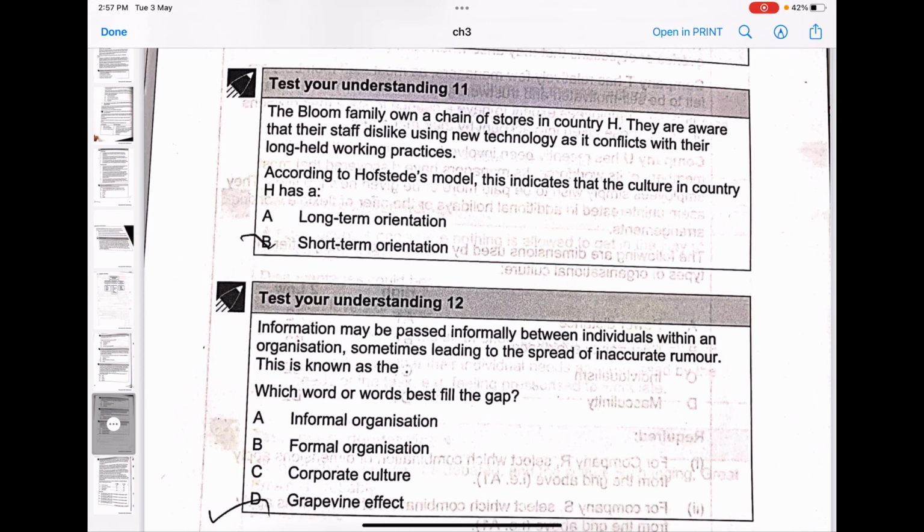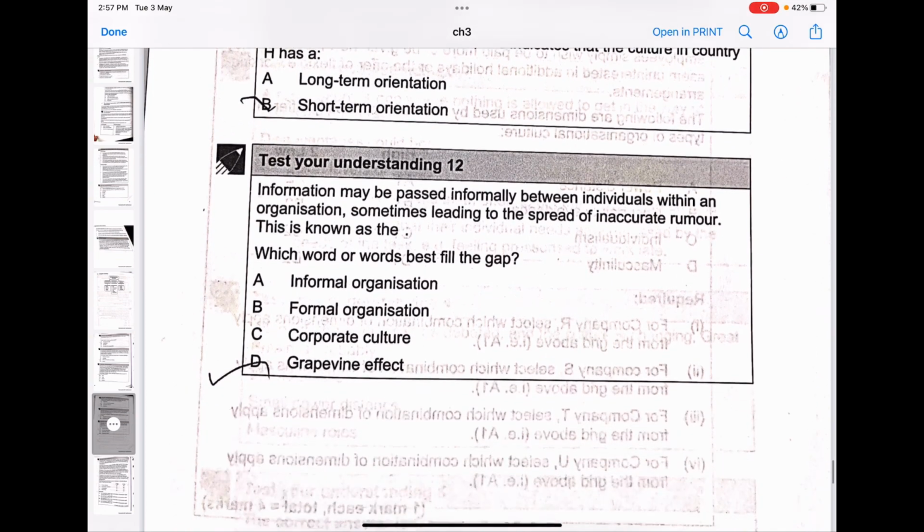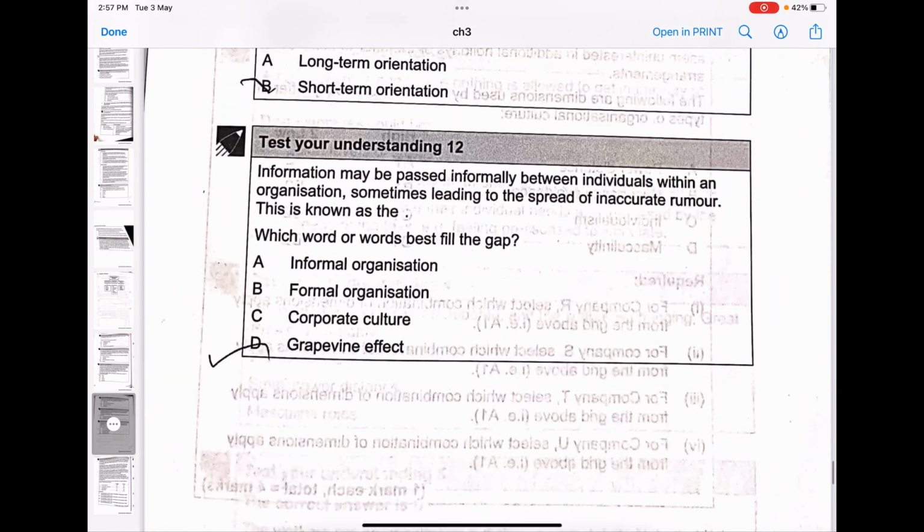The Bloom family own a chain of stores in Country Edge. They are aware that their staff dislike using new technology as it conflicts with their long held working practices, which is test your understanding 11. The answer is B. A culture with a short term orientation is concerned with maintaining tradition. A long term oriented culture is willing to adapt. So it is short term orientation.